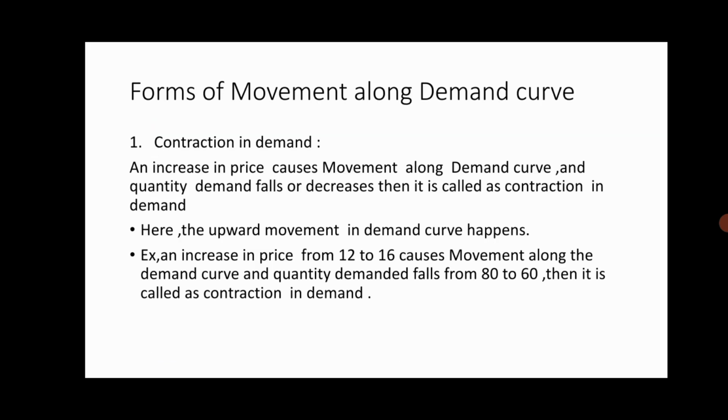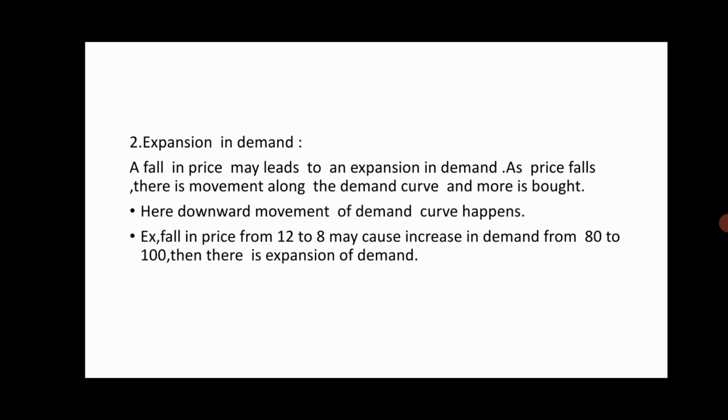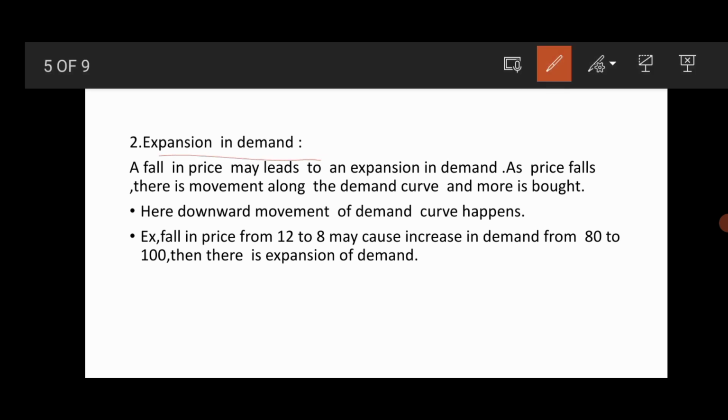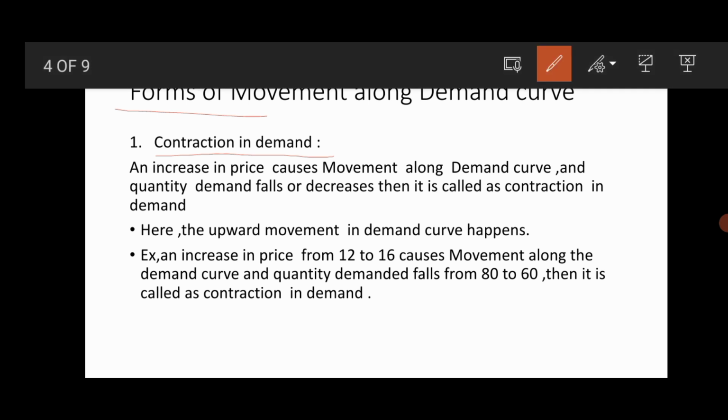So now we will see the forms of movement along the demand curve. There are mainly two forms. One is contraction in demand and another one is expansion in demand. So first we will see what is contraction in demand. An increase in the price causes movement along the demand curve. Here the price will rise and demand will fall. Such a situation we call contraction in demand.